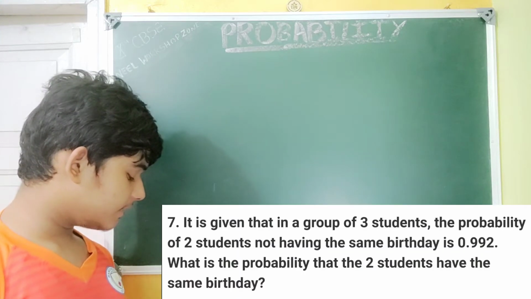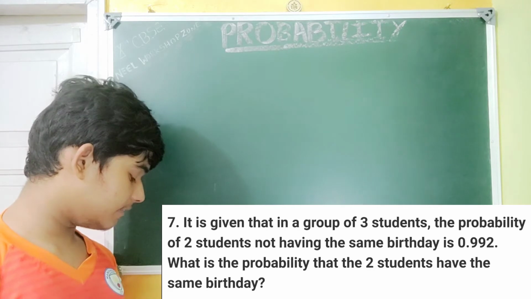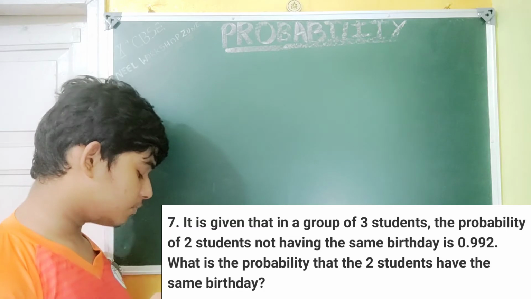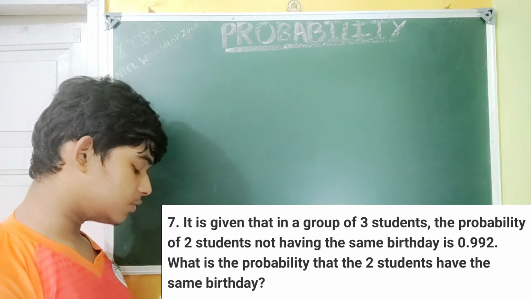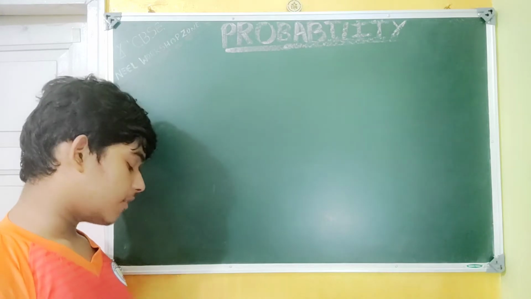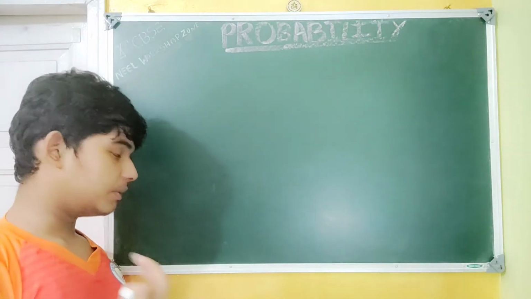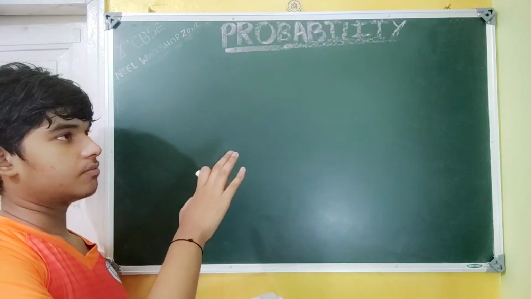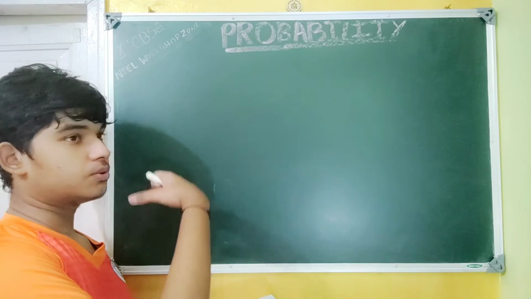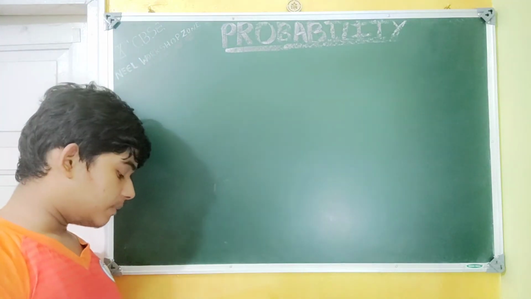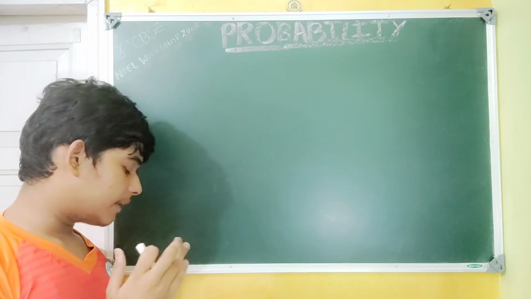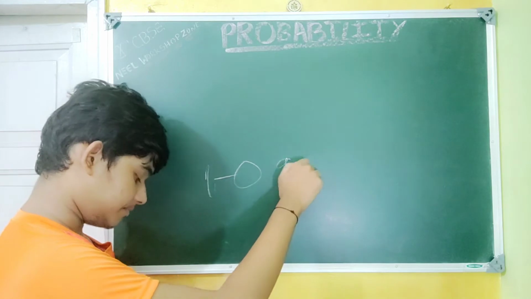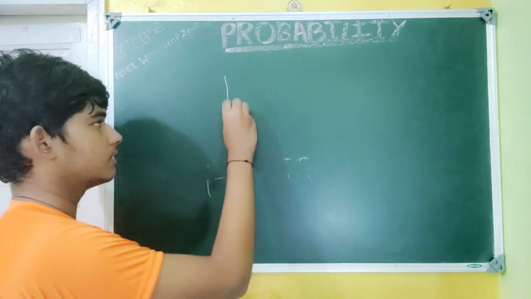Next one, it is given that in a group of 3 students, the probability of 2 students not having the same birthday is 0.992. What is the probability that the 2 students have the same birthday? Again, like I said, P of E plus P of not E is equal to 1. So by moving terms to the other side of the equal sign, you'll get 1 minus 0.992 is equal to the answer. So when you subtract 1 minus 0.992, let's actually do it.